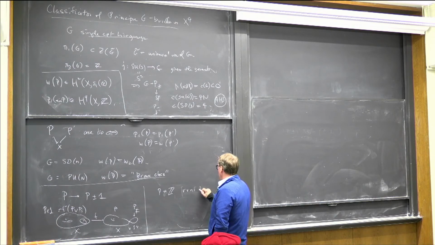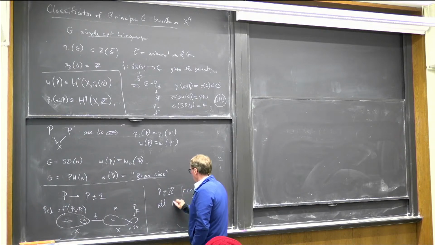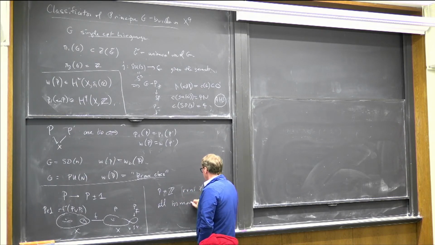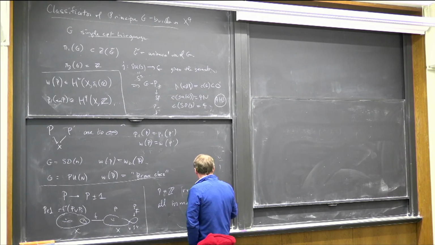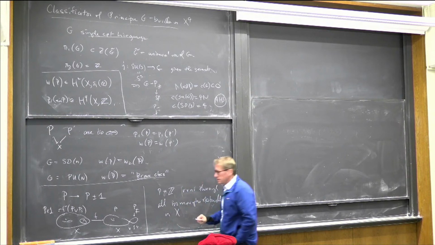runs through all isomorphism classes of bundles, G bundles, on X with what property?